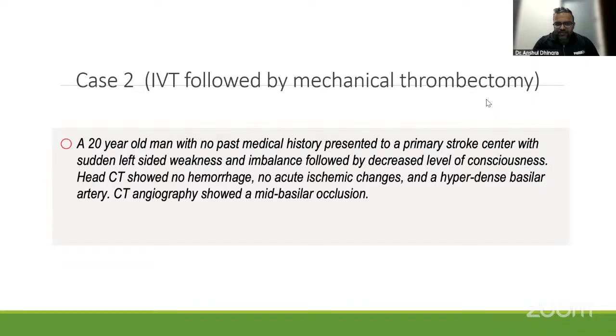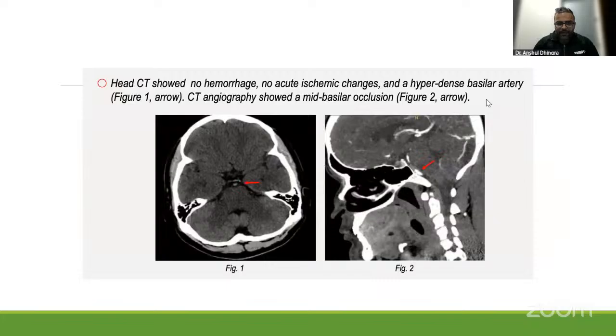CT showed no hemorrhage, no acute ischemic changes, and a hyperdense basilar artery. CT angiography showed mid-basilar occlusion. So CT had shown no hemorrhage, no acute ischemic changes, and a hyperdense basilar artery. CT angiography showed mid-basilar occlusion in this area.